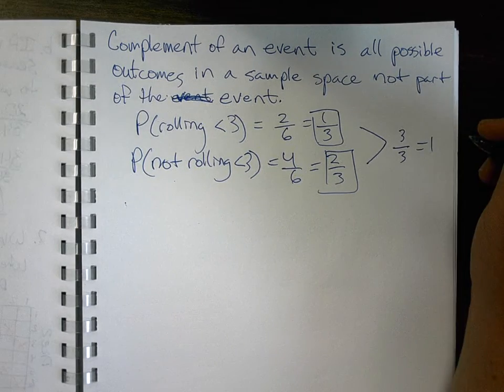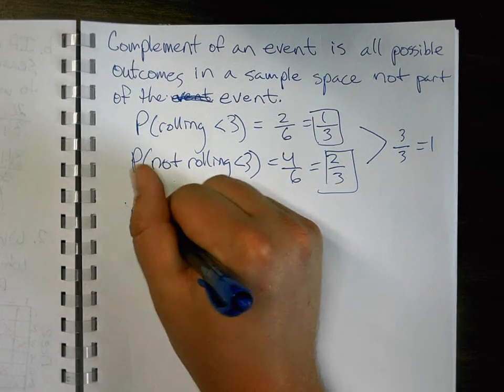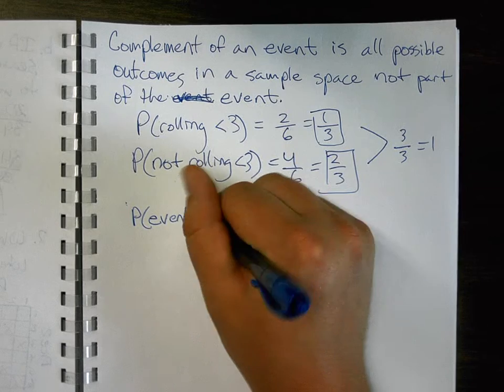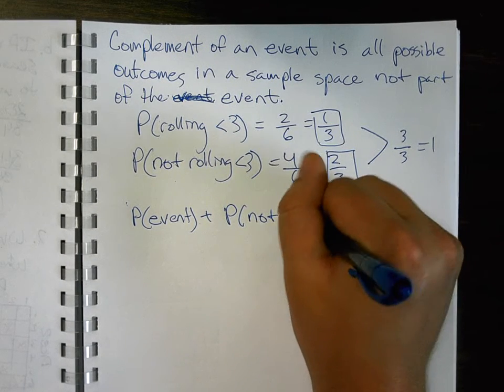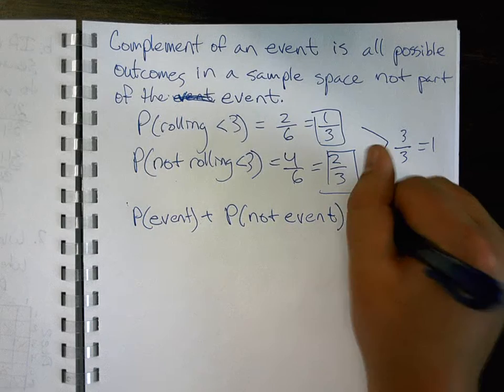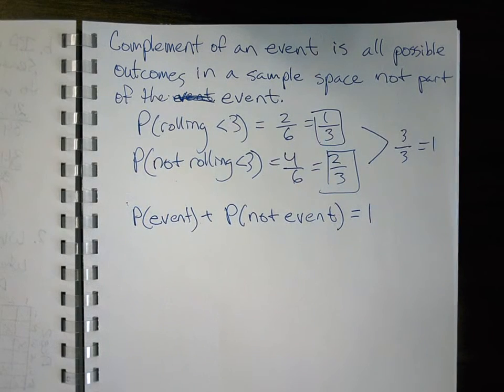So the probability of some event plus the probability of some non-event, or the complement of that, is just going to equal 1. Because if I'm saying, look, the probability of my rolling less than 3 is 1/3, the probability of my not rolling less than 3, or rolling 3 or higher, is 2/3. What I'm saying is, if I consider those together, I'm saying the probability of my rolling any number between 1 and 6, which is just 1. I'll definitely get a number between 1 and 6.